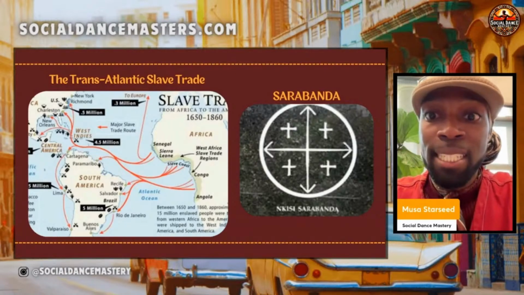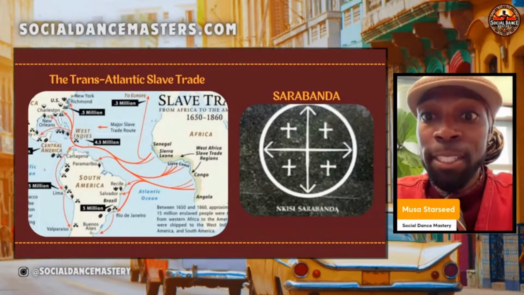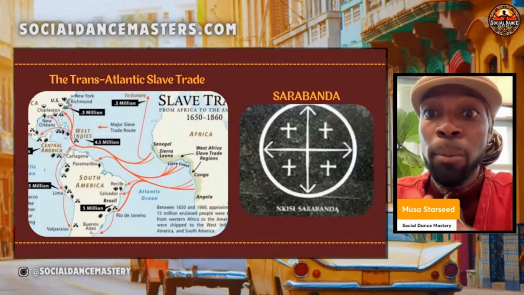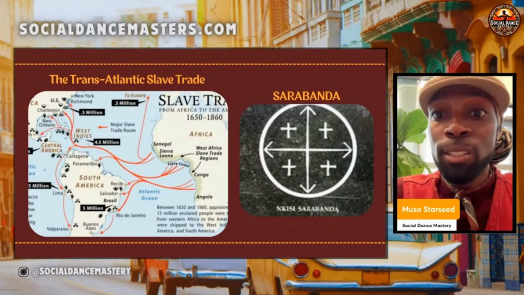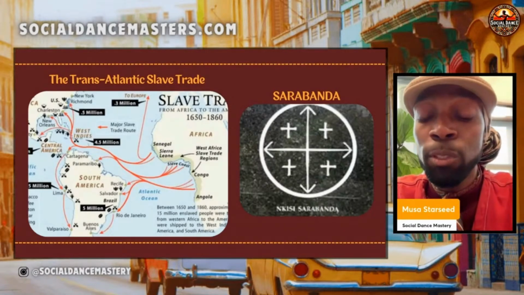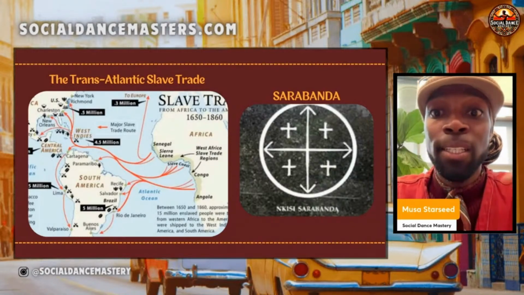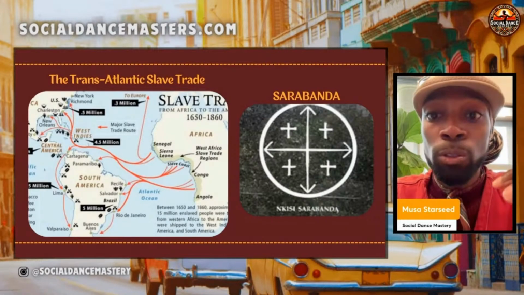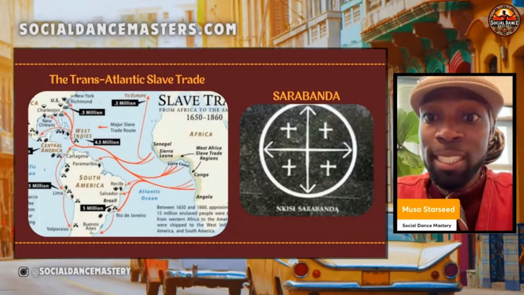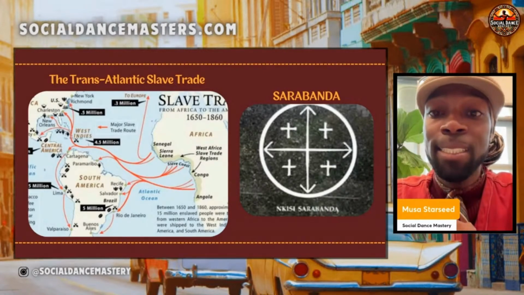Contratiempo and syncopation is used very heavily in African music, in the drumming, in the different instruments playing in between each other. So syncopation is very common in African forms of music and dance, but it wasn't so common in European forms of music and dance until the African and European cultures started to merge together because of the transatlantic slave trade that was happening at the time.